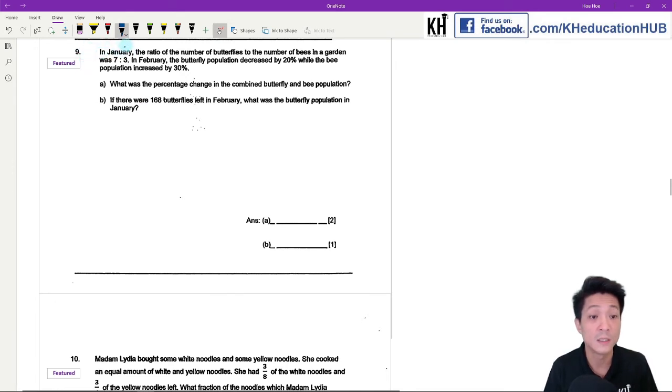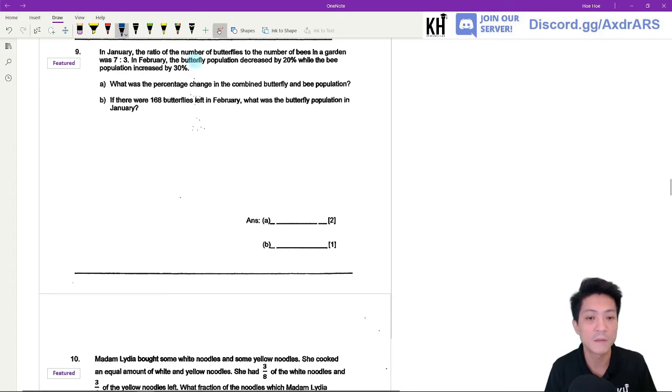Question 9. In January, the ratio of the number of butterflies to the number of bees in the garden was 7:3. In February, the butterfly population decreased by 20%, while the bee population increased by 30%. What was the percentage change in the combined butterfly and bee population?